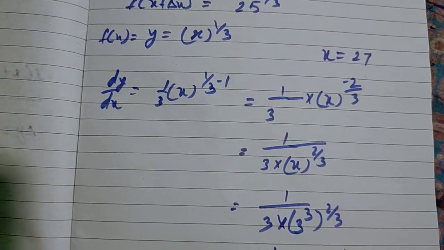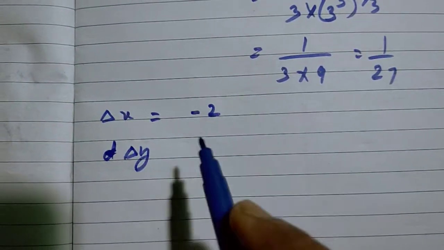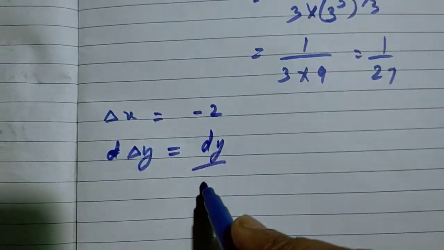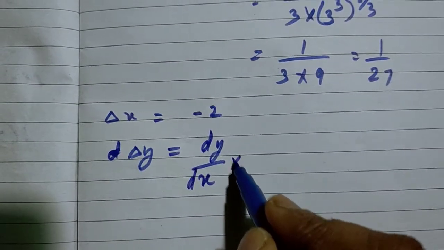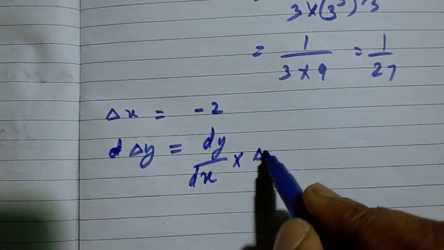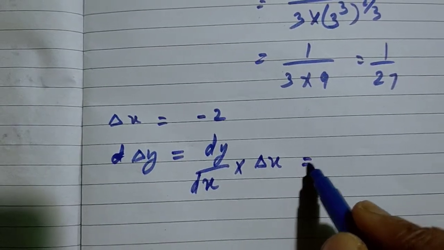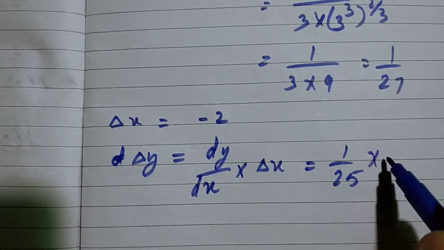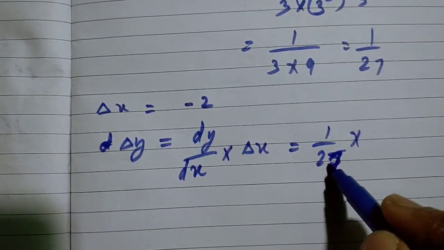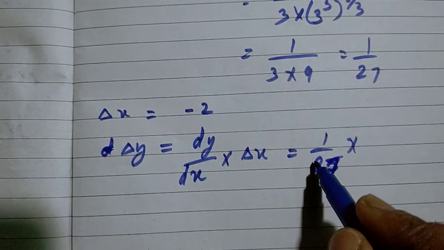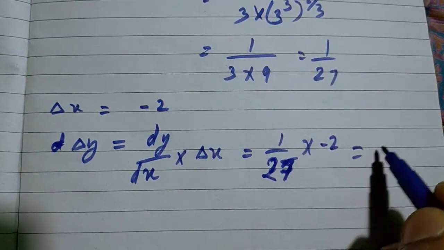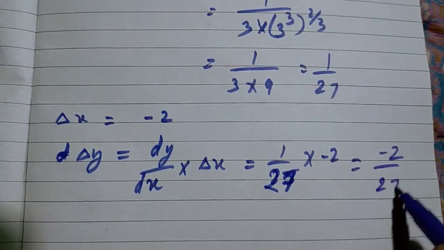Therefore, here you will find delta y. See, delta x equal to -2. Now delta y we have to find. To find delta y, we have to apply the formula. Which formula? dy by dx into delta x. So dy by dx we found there, that is 1 by 27, and delta x is -2. 1 by 27 into -2 equal to -2 by 27.